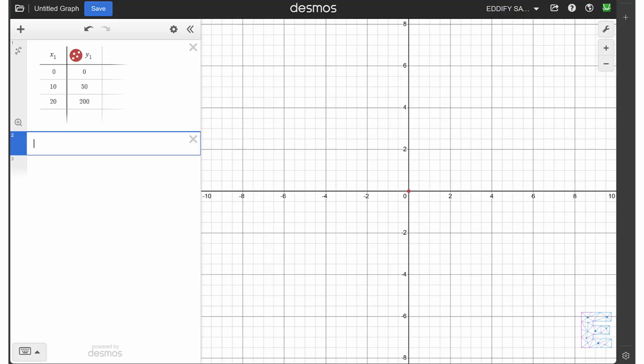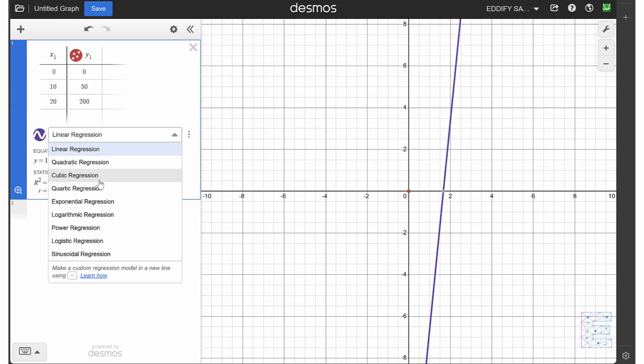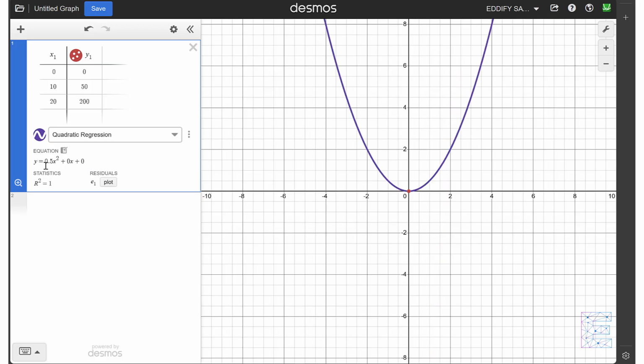So remember in Desmos, to bring up a table, you can literally type in the word table. It brings up a table and you enter those values. Well, I've already done that. And then the next thing you would do is click on Add Regression. Make sure you're selecting quadratic regression, and there we have our equation.